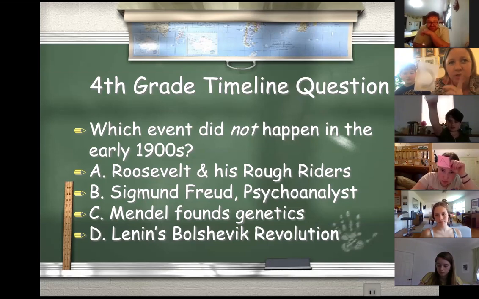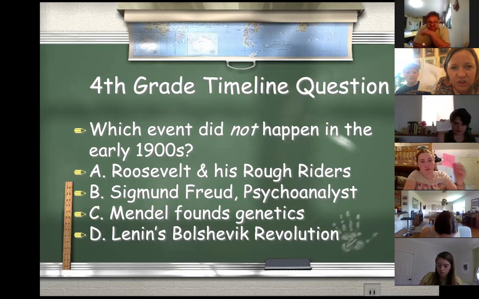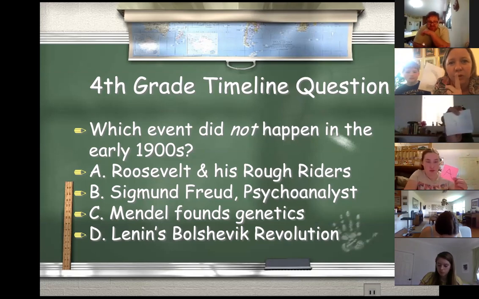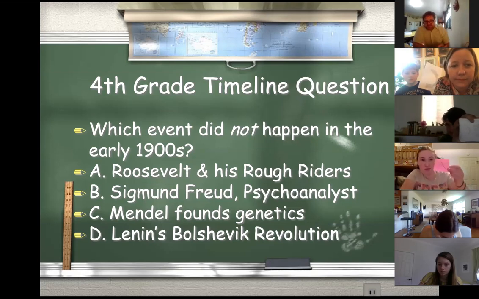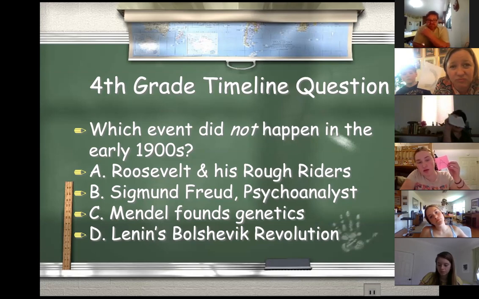Sorry, we can have some quiet. I need to ask you a teacher question. You ready? Those of you that are saying A, I know what it says. It says Roosevelt, but it also says and his Rough Riders. So that might be kind of a trick one. I'm just saying, it's not A. It's C. You guys, please mute.